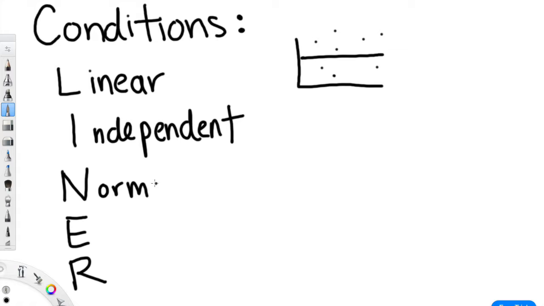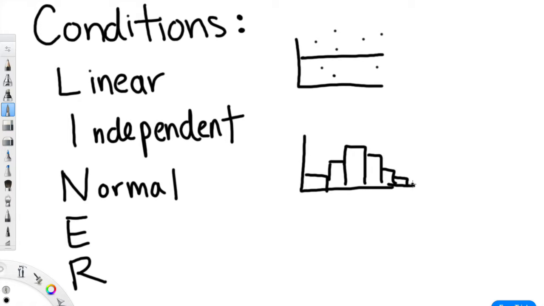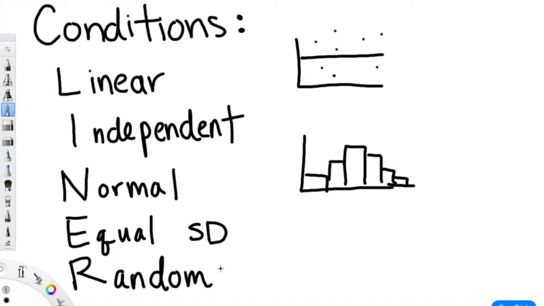Third, normal distribution. The y values should vary according to a normal distribution. The histogram of residuals should show us no strong skewness or outliers. Fourth, equal standard deviation. The standard deviation of y should be roughly the same across all values of x. Check this by making sure the residual plot shows roughly equal scatter for all x values. Lastly, random. The data should come from either an SRS or a randomized experiment.